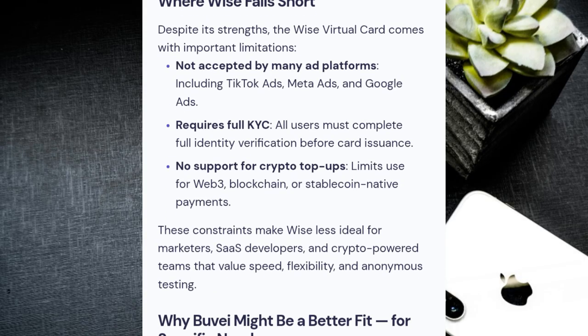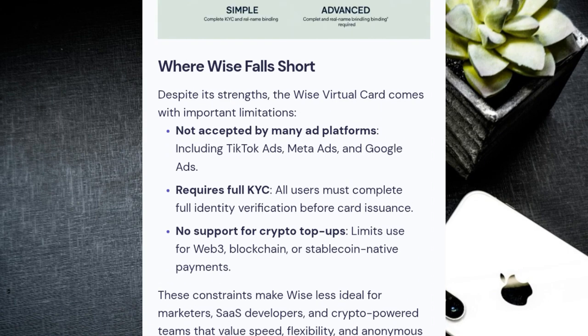Three, it has no support whatsoever for crypto top-ups, so it limits the use for Web3, blockchain, or stablecoin, that is stablecoin native payments. These constraints make Wise less ideal for marketers, SaaS developers, and crypto-powered teams that value speed, flexibility, and anonymous testing. So that's it about Wise.